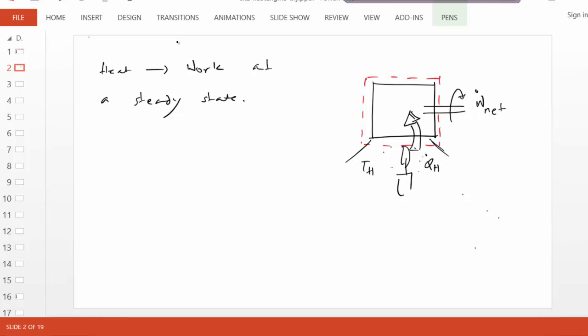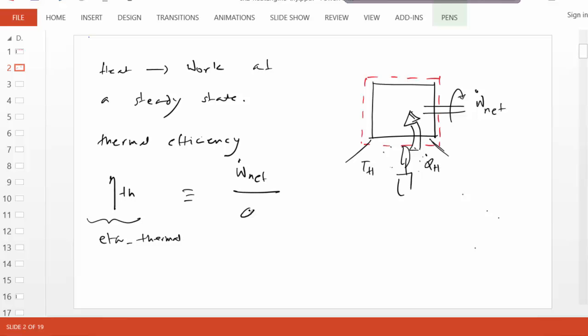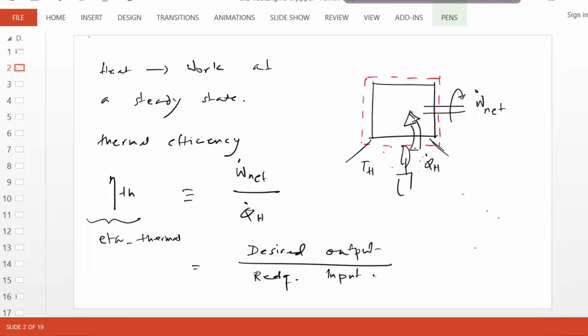The energetic efficiency that we discussed, which is desired energy output divided by required input, takes a special name in a heat engine. We call it the thermal efficiency. So what is thermal efficiency? It is basically the energetic efficiency, but we call it eta thermal. Eta thermal is defined as the net work output divided by the required heat input. So remember, in language, any efficiency is desired output divided by required input. In this case, these are energies. So this is called the thermal efficiency of an engine.